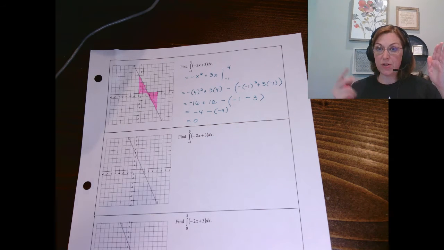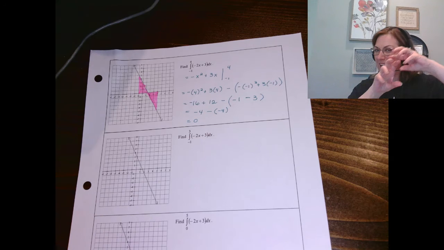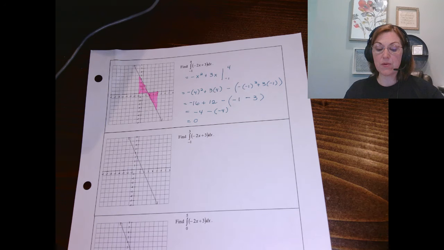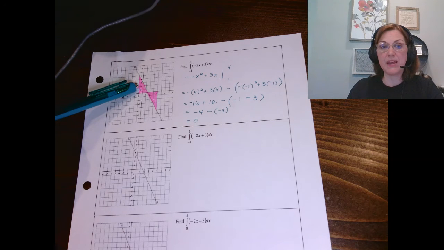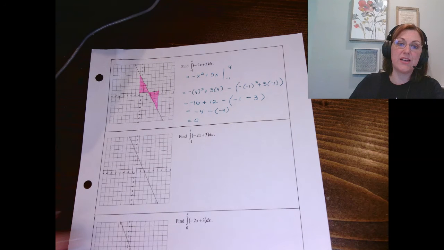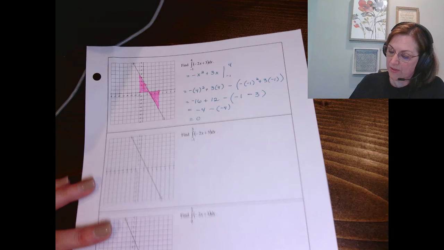Because from negative 1 to 4, the area above the x-axis is equal to the area below the x-axis, giving you a net area of 0. That's why the antiderivative work, the fundamental theorem, is showing us 0 as the answer, because this area up here is equal to this area down here, giving us a net area of 0. Okay, so let's keep going.